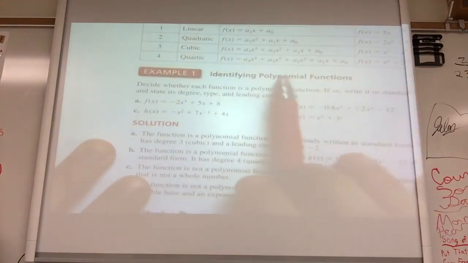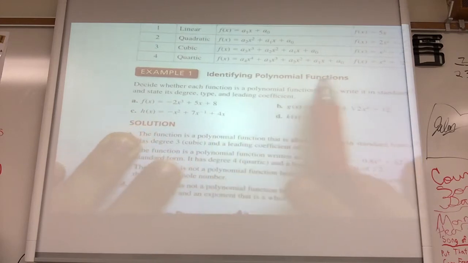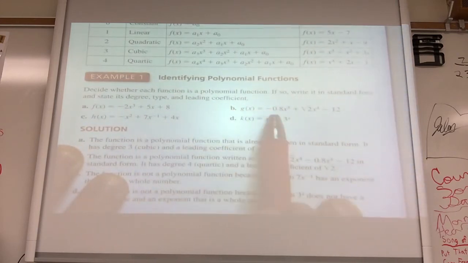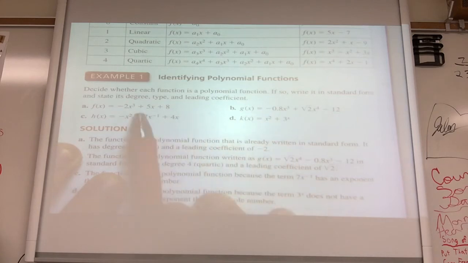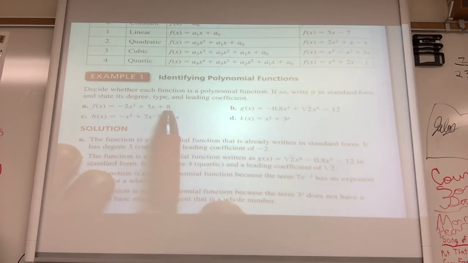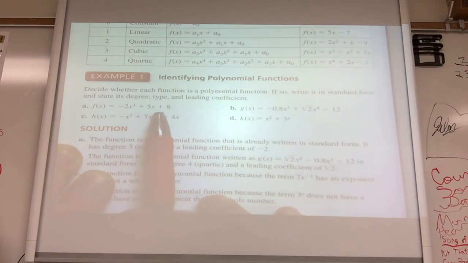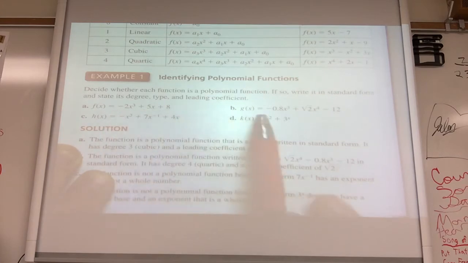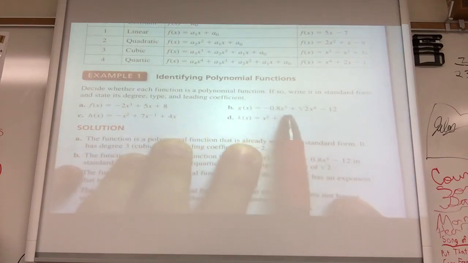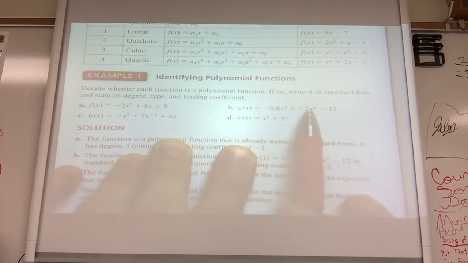Example 1 right here just asks you to determine if a, b, c, and d are polynomial functions. So you look at a, it's got x to the third, x to the first, and it's got a nice whole number right here for your a naught on the end. So that's fine. That is a polynomial function. You look at b, you have x to the third, you have square root of 2, that's fine. If it was square root of x, that would not be fine. Square root of 2 is simply a number.